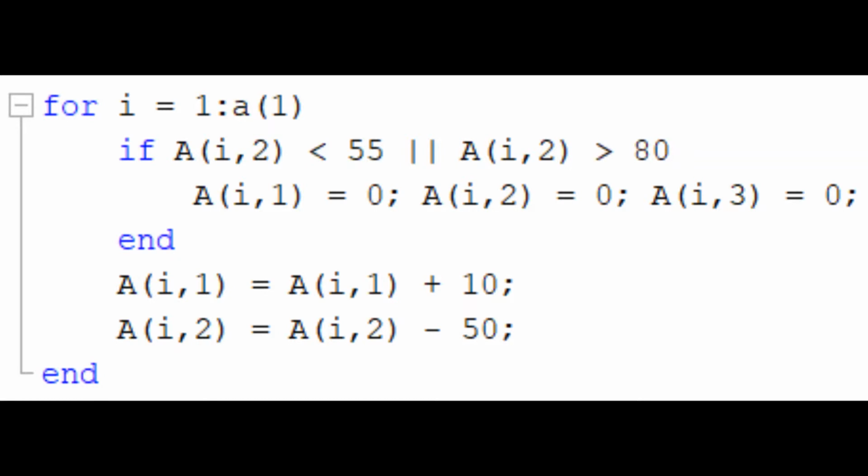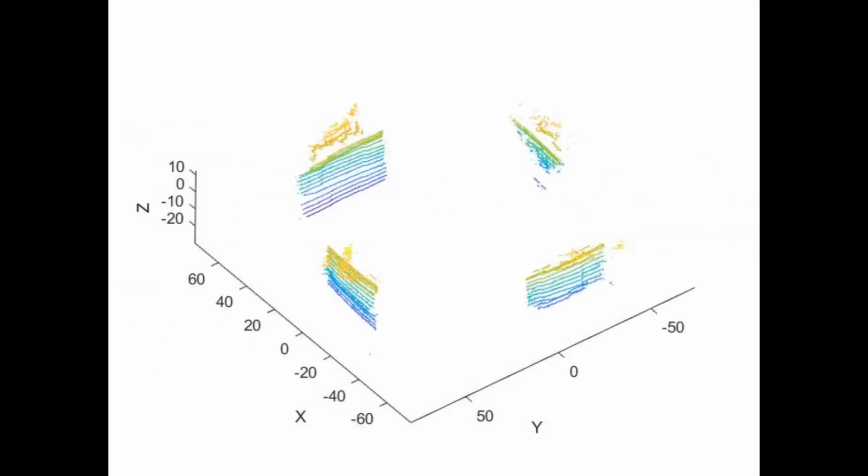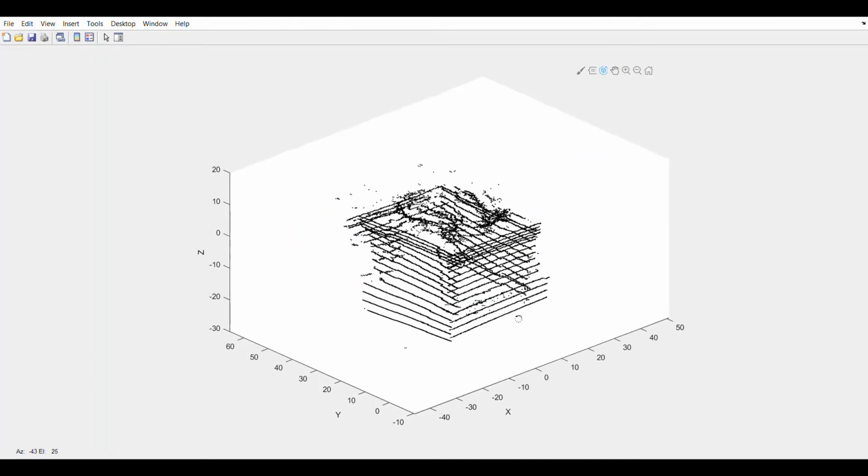First, I did some manual filtering on each dataset. Then, I used the MATLAB outlier function to remove some more noise. Next, I rotated each set to 0, 90, 180, and 270 degrees using rotation matrices. Then, starting with the front dataset, I added in each additional dataset and shifted it into place with respect to the others by translating along the X and Y axes. The result is a full 3D point cloud of Testudo.